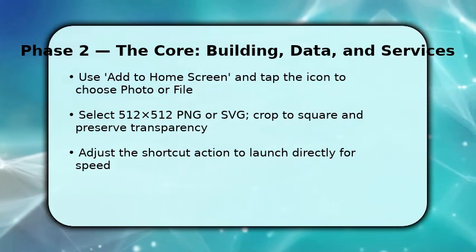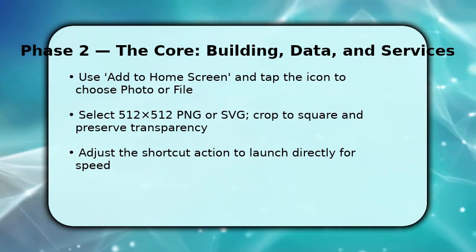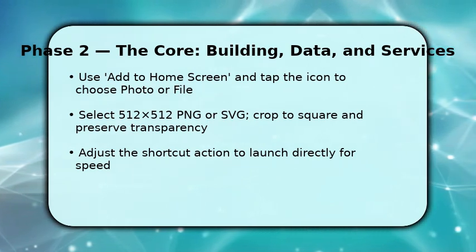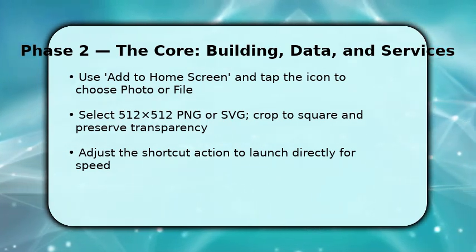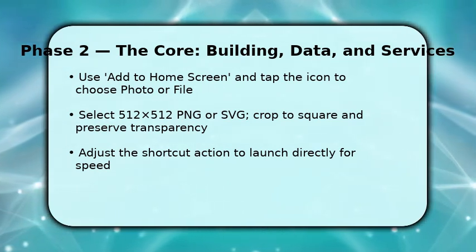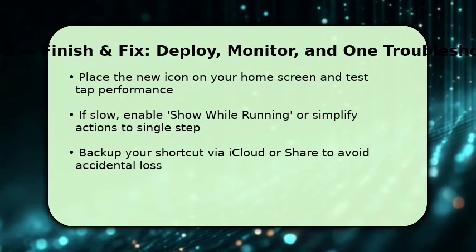Then, edit the shortcut action so it launches the app directly. Use Open App or a URL scheme. This reduces delay and avoids intermediate screens. Also, make sure the shortcut name is short. Long names truncate. After adding the icon, move it where you want and tap to test.